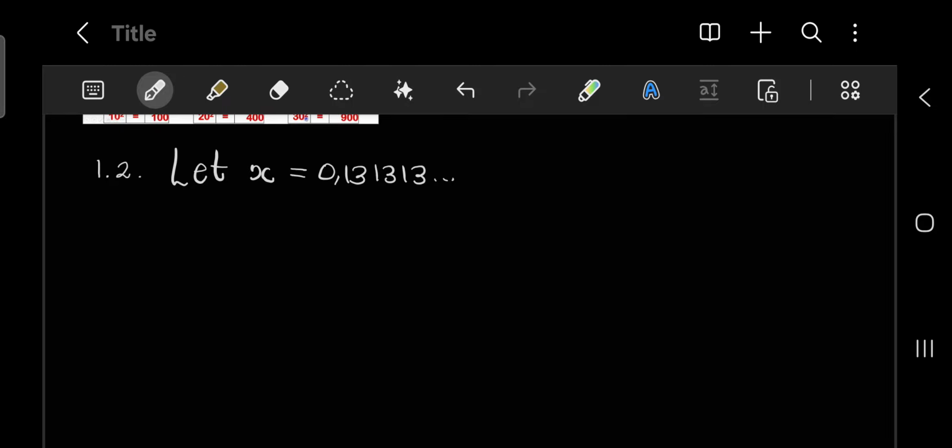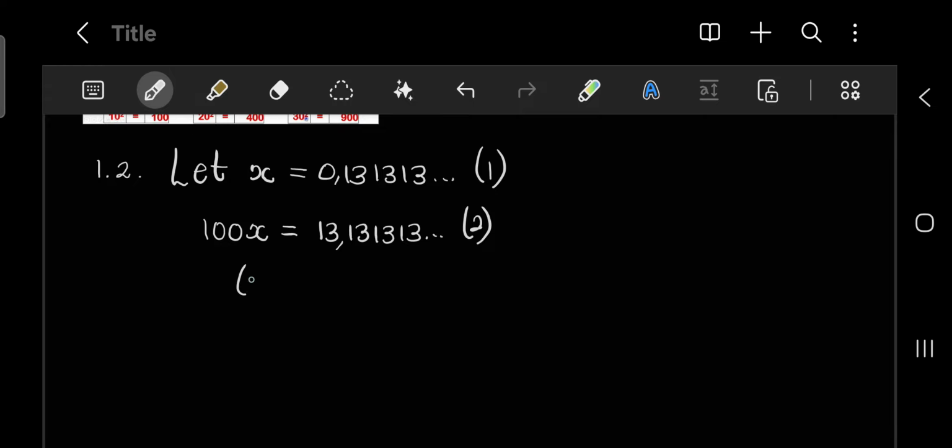Now, I'm going to refer to this as equation 1. In the next step, we're going to count how many numbers are repeated. So 1, 3 is repeated, meaning that there are 2 numbers that are repeated. So we're going to multiply this by a number that has 2 zeros. That number is going to be 100. So we're going to multiply the left-hand side by 100 to give us 100x, and we're going to multiply the right-hand side to give us 13.131313. And we'll refer to this as equation 2.